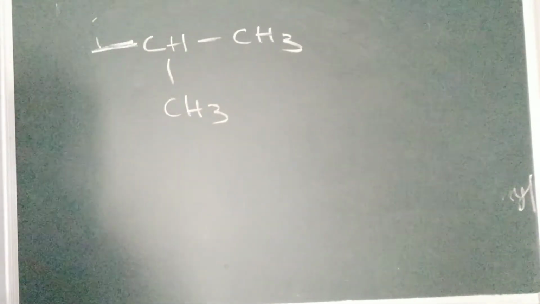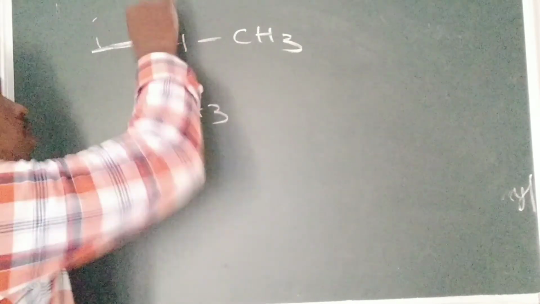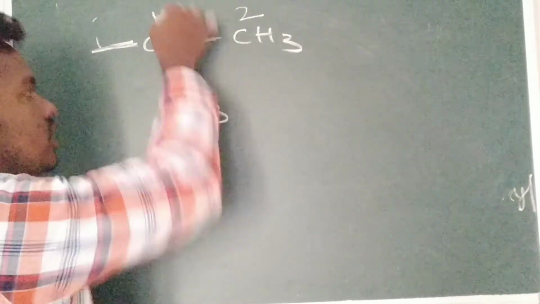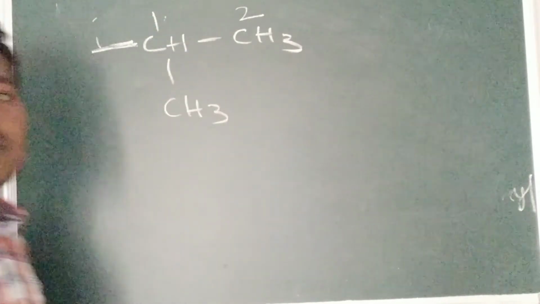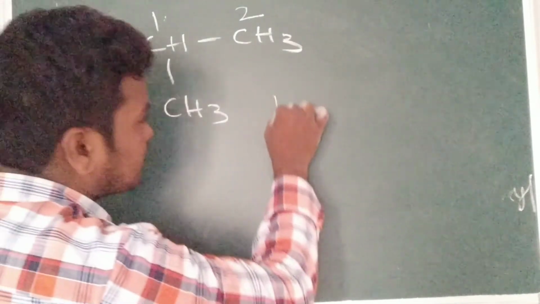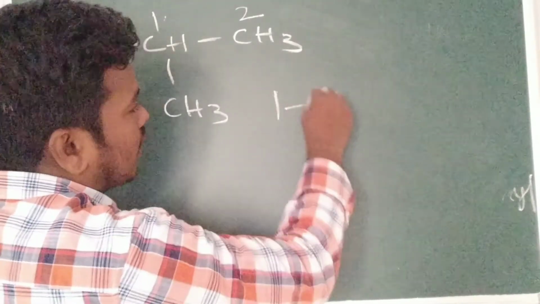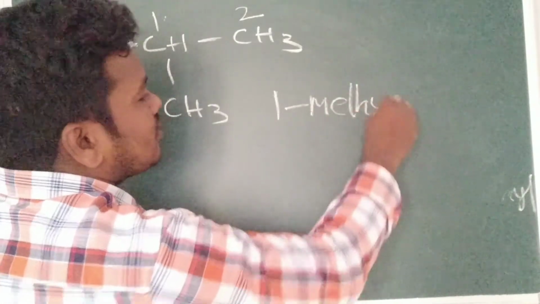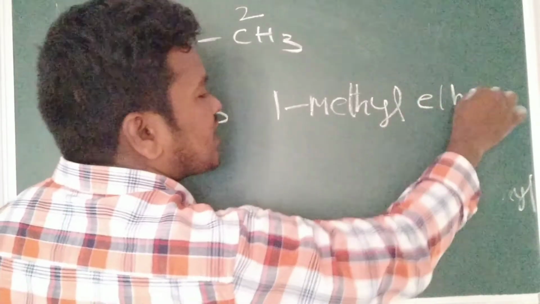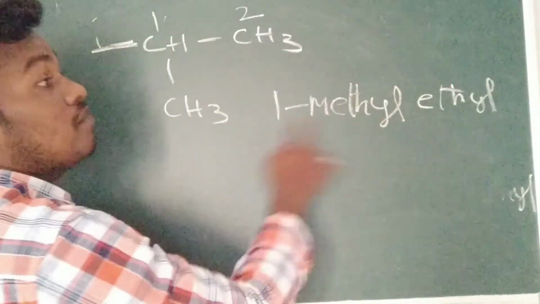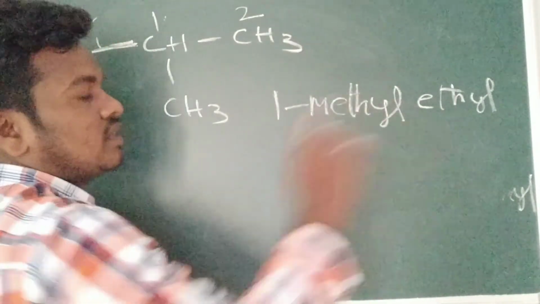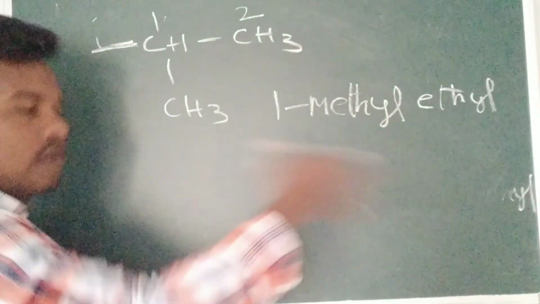Now how will we give the number? We will give 1, 2. On the first position, a methyl group is present. So that's why on the branch chain also we have to write 1 methyl, same as before. Methyl again ethyl. For example, if it is attached to the 5 carbon chain, 1 methyl ethyl pentane. If attached to the 6 carbon chain, 1 methyl ethyl hexane, heptane, octane, nonane, like that you have to write.